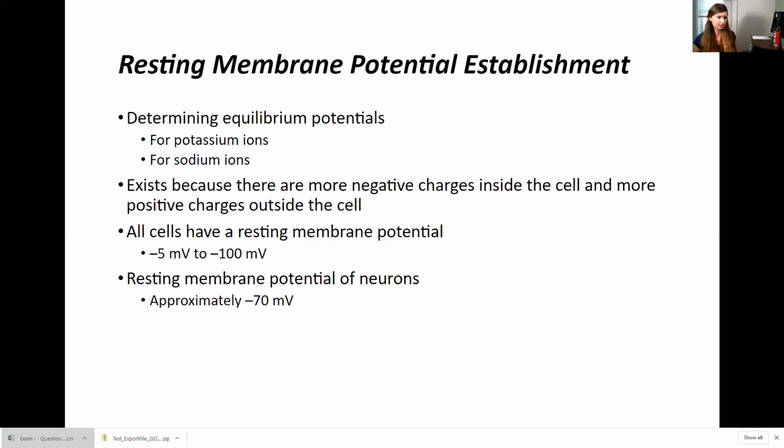All cells have a resting membrane potential. They're negative unless something's going on. We'll see that at certain points, our neurons are going to spike positive. We'll call those cells excited when they move into the positive range. But the resting membrane potential is -5 to -100. And for neurons specifically, which is the focus of this unit, our resting membrane potential is -70 millivolts.